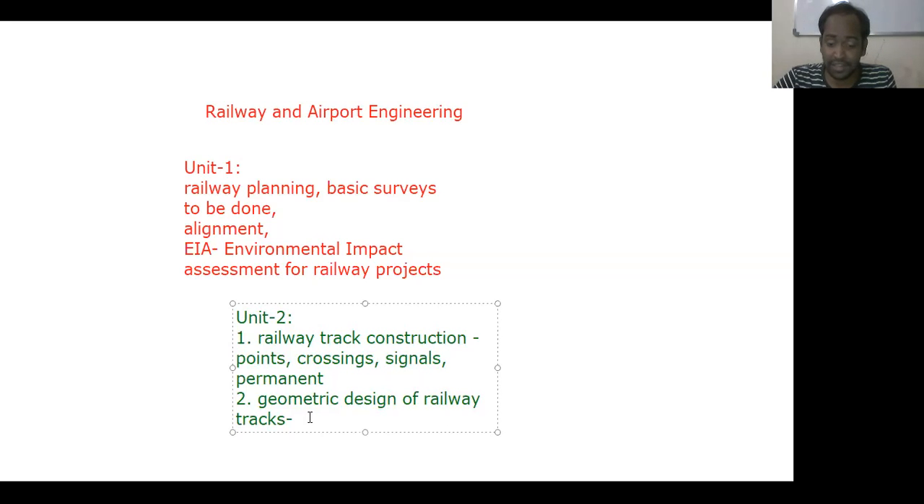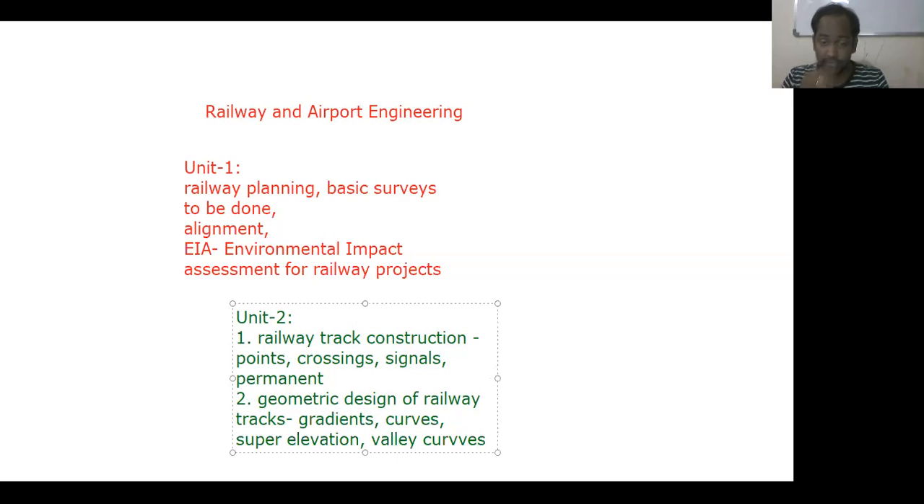And under this geometric design we will study various things like gradients, and also we will study curves, and super elevation, and we will also study various curves and also valley curves. So about all these things we will study here. Okay, now, this is the second unit.